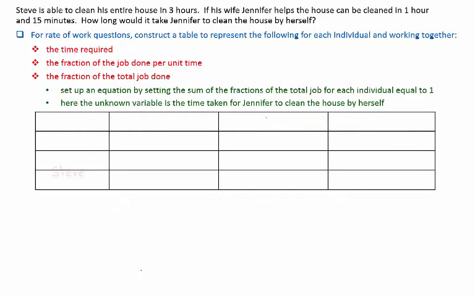Setting up our table, we have a row for Steve, for Jennifer, and for working together. The first column will be the time taken in hours. For Steve, it takes 3 hours. The time taken for Jennifer is our unknown variable. And the time taken together is 1 1/4 hours, and we'll write that as an improper fraction, 5/4.